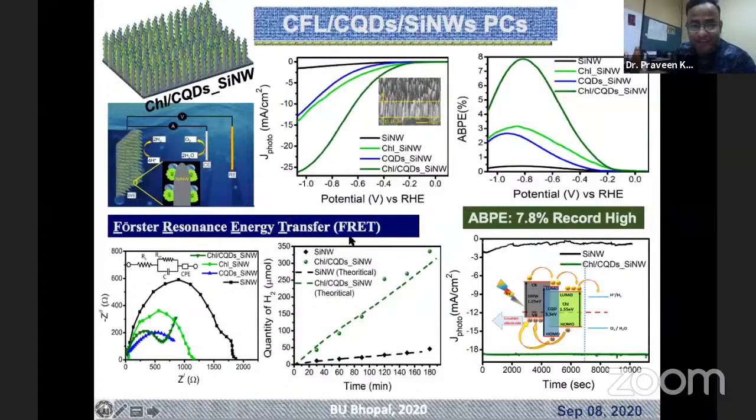And the efficiency which we discussed is because of the FRET, Förster resonance energy transfer, because we could make the structure in such a way that the absorber can transfer its energy efficiently to the emission. That is where we could overlap the emission with the absorption, and we could achieve the record high efficiency for a silicon-based photocathode.